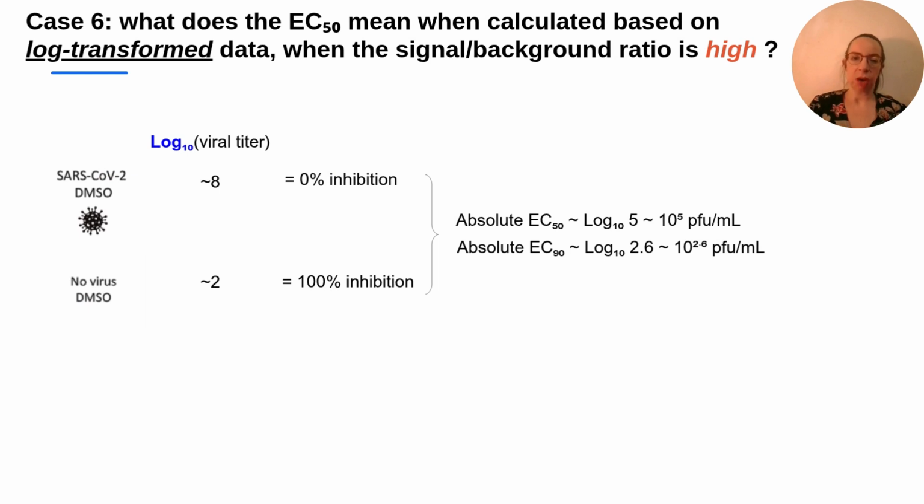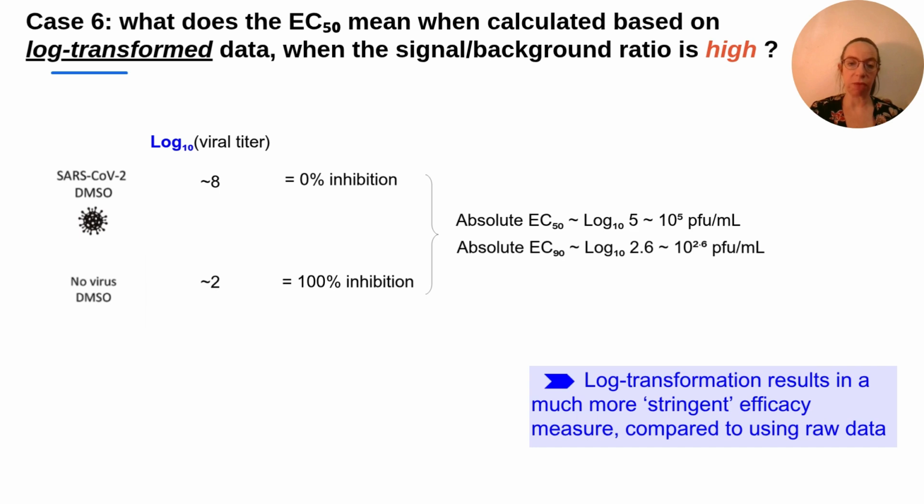Now, the absolute EC50 corresponds to a level of 5 log, or 10 to the 5 PFU per ml, while the absolute EC90 corresponds to a level of 2.6 log, or 10 to the power 2.6 PFU per ml. So 10 to the 5, 10 to 2.6. If you remember case 5, there the EC50 was corresponding to a level of 5 10 to the 7, while here log transform 10 to the 5. And for the EC90, even more striking, using the raw data, it was a level of 10 to the 7, while now using log transform data, it is a level of 10 to the power 2.6. So here again, and even more now, log transformation clearly results in a much more stringent efficacy measure compared to using raw data.